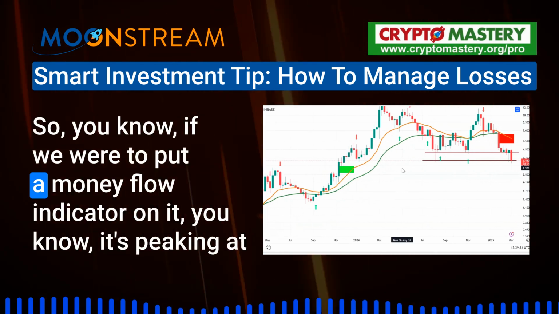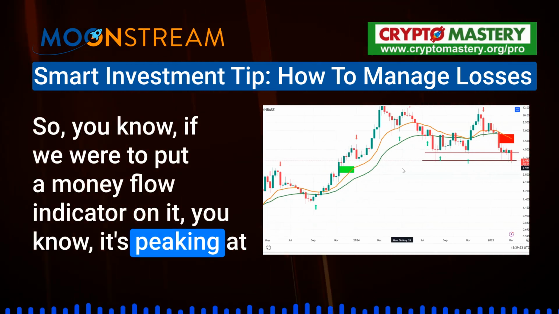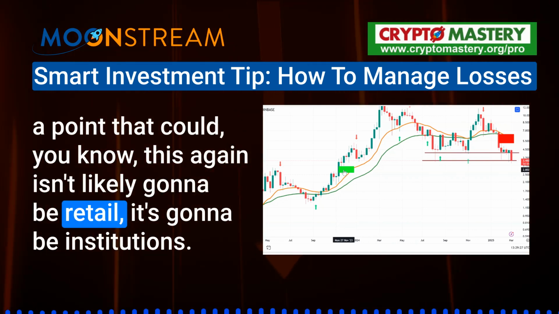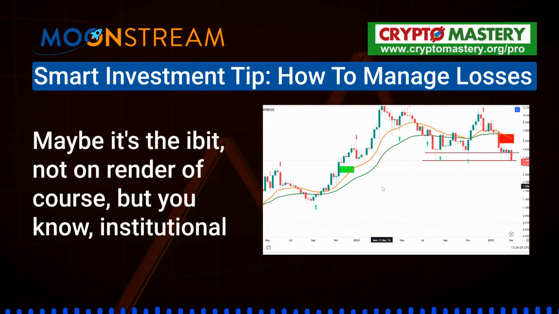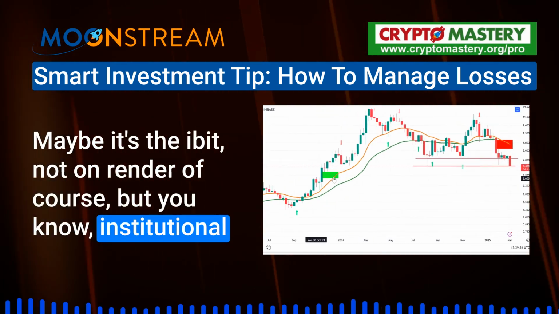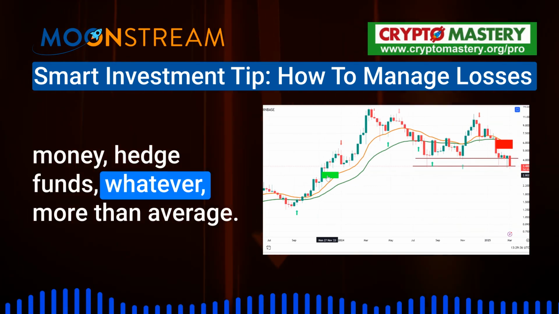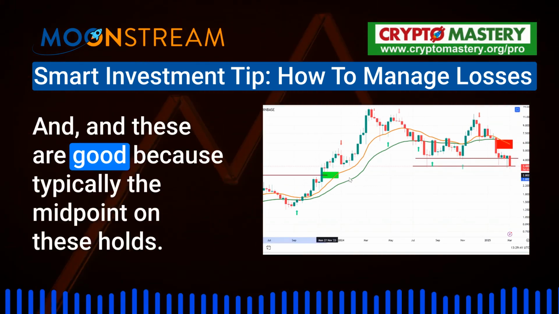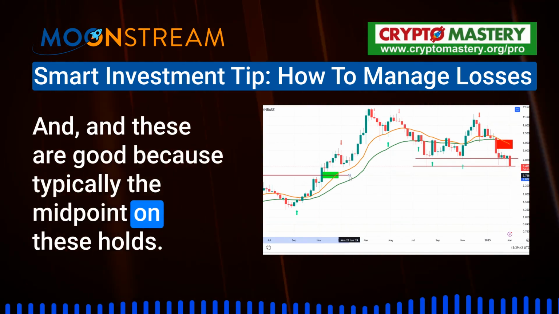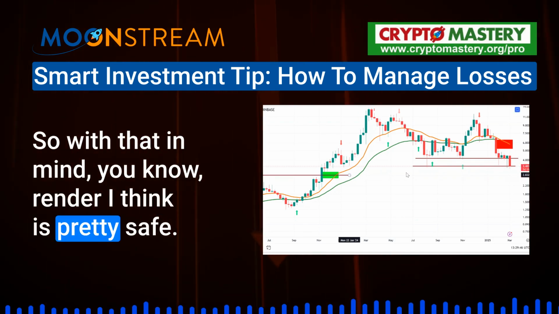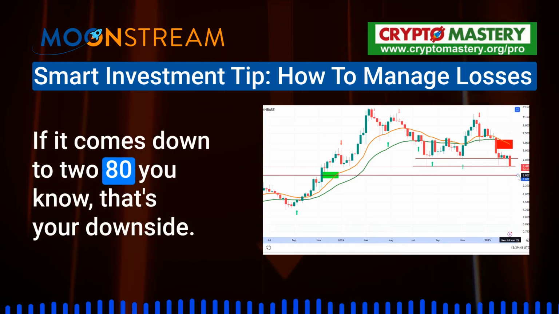So if we were to put a money flow indicator on it, it's peaking at a point that again isn't likely going to be retail. It's going to be institutions. Maybe it's the IBIT, not on Render, of course, but institutional money, hedge funds, whatever, more than average. And these are good because typically the midpoint on these holds. So with that in mind, Render I think is pretty safe if it comes down to 280.